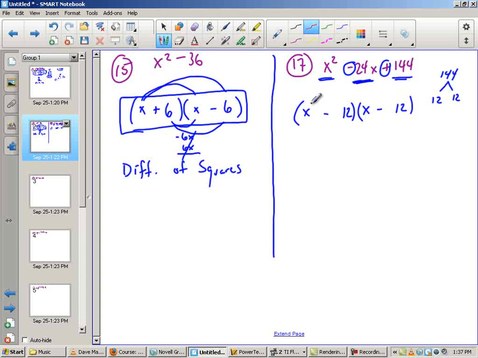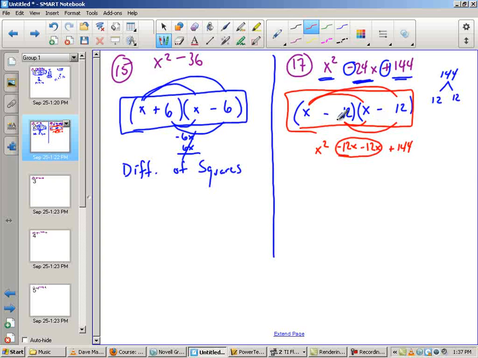Let's check this out. If I multiply, I get x squared and minus 12x. I also get another minus 12x, and negative 12 times negative 12 is positive 144. This right here is negative 24x. So my answer is this, but see how I wrote the same thing twice? A simpler way to write this would just be (x minus 12) quantity squared, and I'd be done.